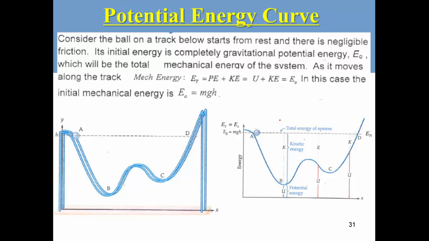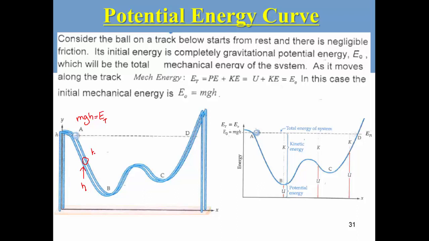Hello everyone. This video is about the potential energy curve. If you look at the figure below, you have a ball sliding down an incline. Initially, all the energy will be gravitational potential energy, and this will represent the total mechanical energy. As the ball slides, it will lose elevation, so its height will decrease, causing the gravitational potential energy to decrease.